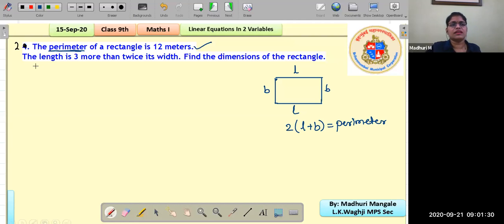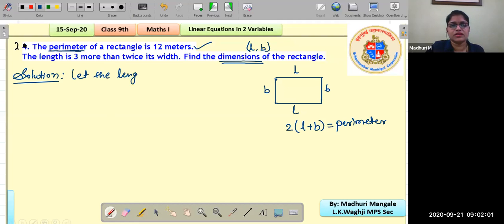Next we are given the length is 3 more than twice its width. We are asked to find the dimensions of the rectangle. Now what do you mean by dimensions? Dimensions means the length and breadth. So it will be length and breadth over here. We begin the problem by writing out what is asked for. We will set up variables, correct? So we start with, let the length equal L and the breadth equal B.